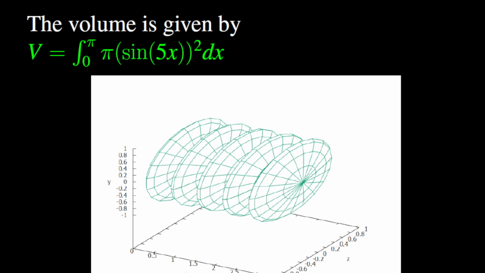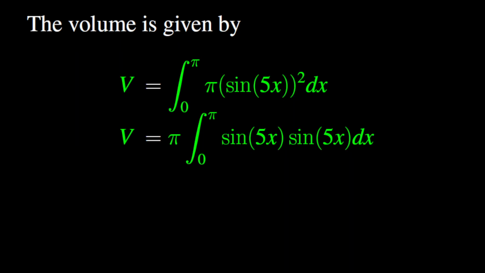The volume is given by the integral of the cross-section area from 0 to pi. This is the integral from 0 to pi of pi times sine of 5x squared. The volume is pi times the integral from 0 to pi of sine of 5x times sine of 5x dx.